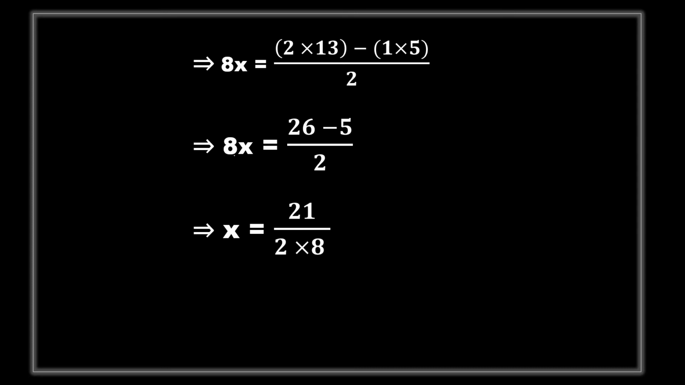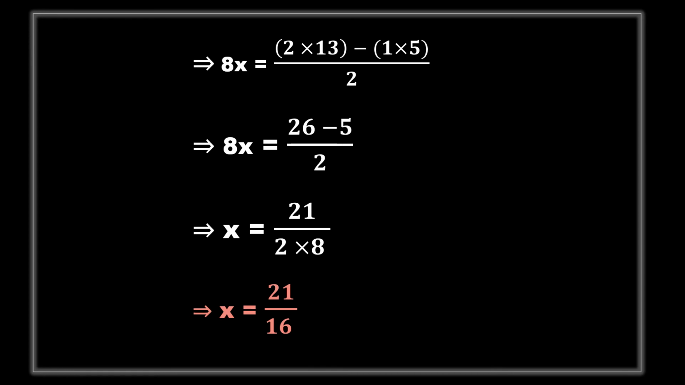And here 8 is multiplying. So when it goes there, it becomes division. So you'll get 2 into 8. Now if cancellation is possible, you can do it, but 21 and 8 are co-prime numbers, so we cannot cancel them. So x equals 21 by 2 8s are 16, that is 21 by 16.